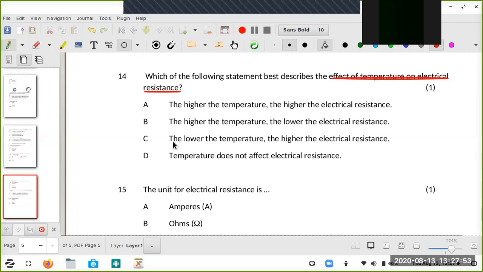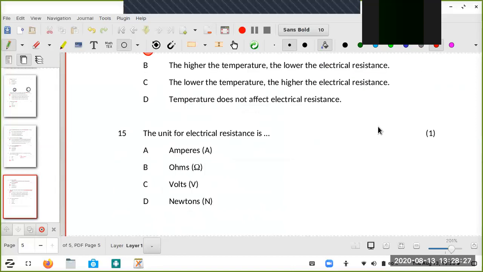Then low temperature, high electrical resistance. High here is wrong because the temperature is what? Low. Low temperature, low resistance. So this one is out because it says high here, whilst the temperature is low. So it's wrong. C is out. D, temperature does not affect electrical resistance, which is wrong. Temperature affects electrical resistance. So D is out. So the best option here is what? A. High temperature, high electrical resistance.